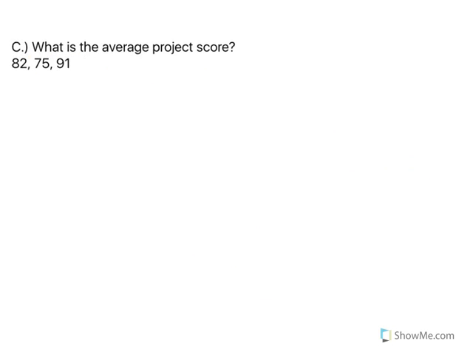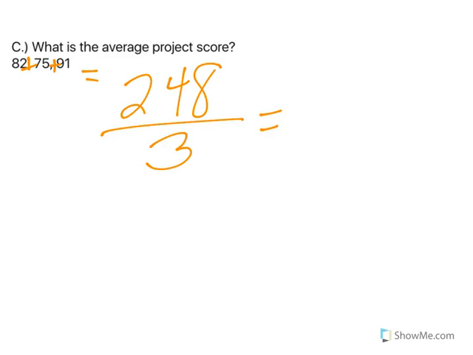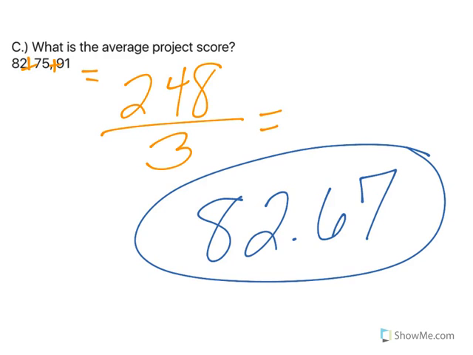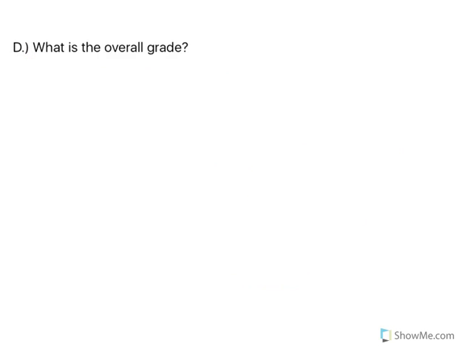So now let's go to the projects. You had 3 projects. We add those together, and I scored a total of 248 points on my projects, and there were 3 of them. So when I divide by 3, I have an average of 82.67 on my 3 projects. Now that I have a single average for every category, I can go ahead and find my overall course grade.